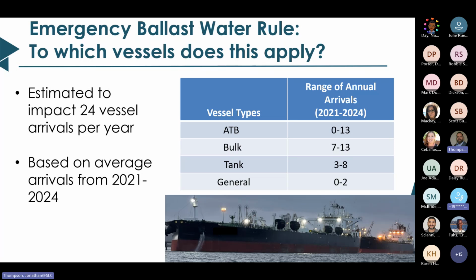So for ATBs, in some years we saw 0, and then we saw as high as 13. For bulkers, it was between 7 and 13. For tank vessels, it was between 3 and 8. And for general cargo vessels, it was between 0 and 2 vessel arrivals.